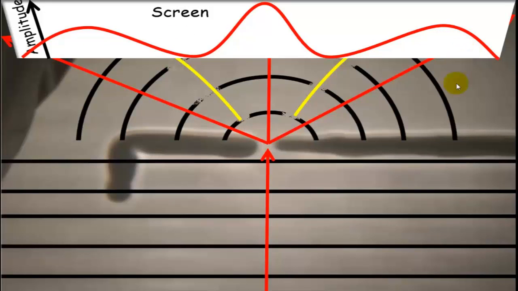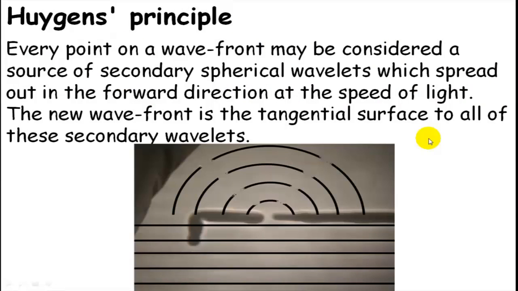So we need to use Huygens' Principle to explain this. Why does this happen? Huygens' Principle states that a wavefront, and remember a wavefront is any point on a wave which is the same, like this line here or this line here, and the same in these circular lines as well, are wavefronts. You can consider it as a secondary source of spherical wavelets.